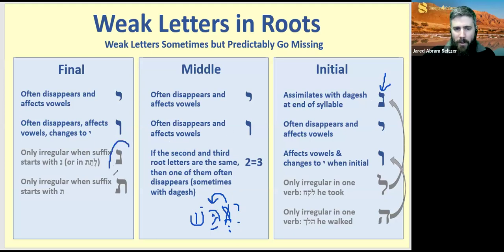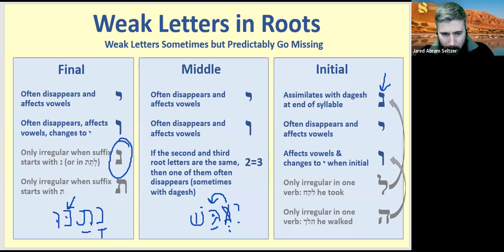Same thing with nun over here. Sometimes nun will come at the end of a syllable at the final letter. Think about the word latet, which is from the root natan. Or even better, think about the word natanu. Natan means he gave. Nu means we did it. Natanu, wait a second. I'm missing a nun. No, you're not. There's a dagesh right there. One is the root letter nun. The other one is the suffix nu. We did it.